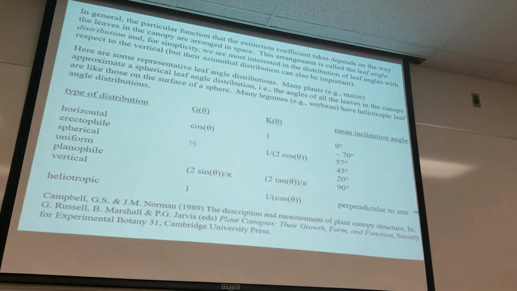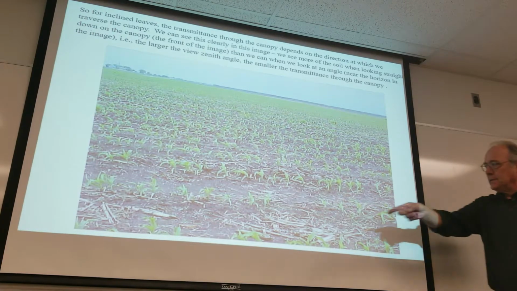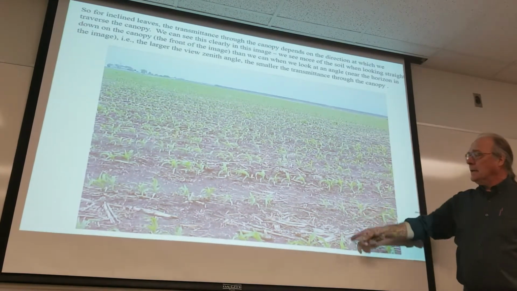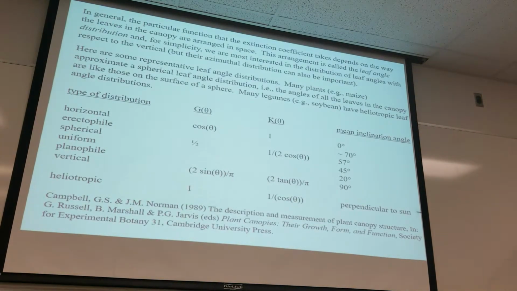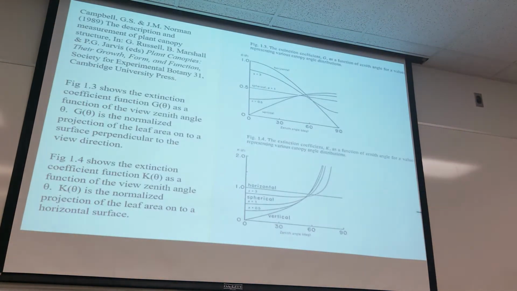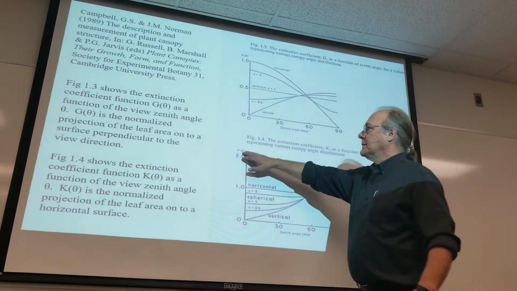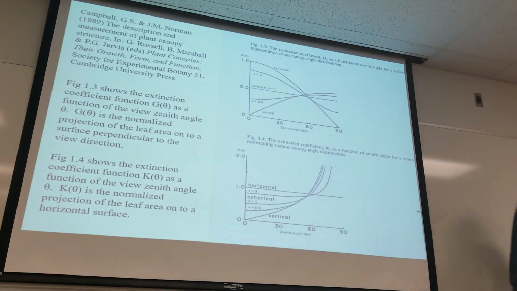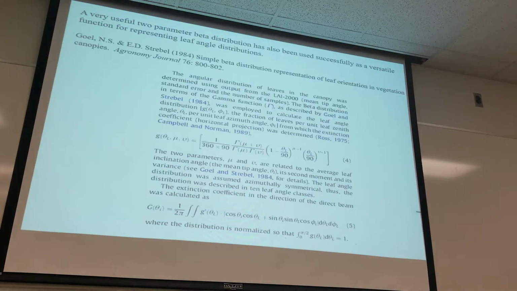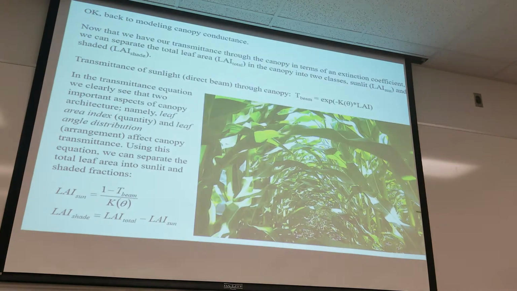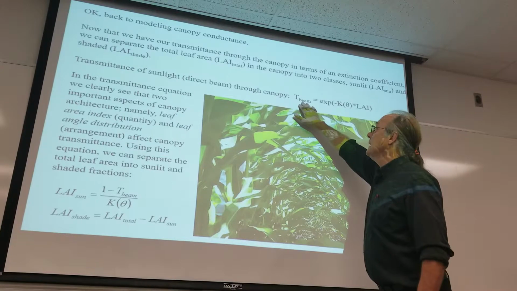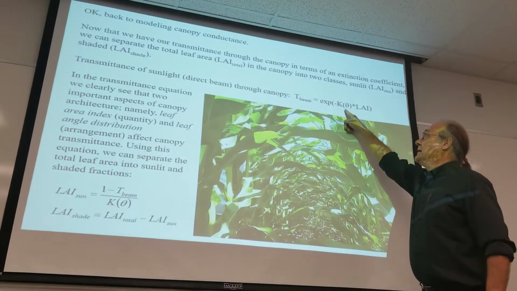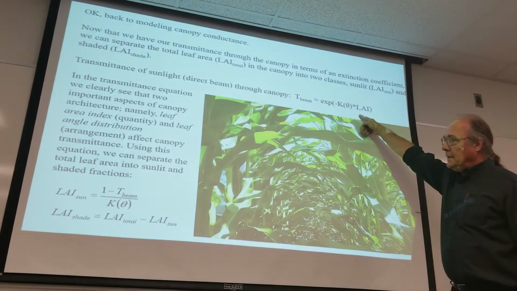Okay, here's the example. The direction you look at the canopy determines how much you can see of the soil in the background. Different kinds of canopies have different leaf angle distributions, so different extinction coefficients, but nevertheless, we can use that simple equation for the transmittance of the direct beam of the sun. It depends on the arrangement of the leaves and the amount of leaves in the canopy.